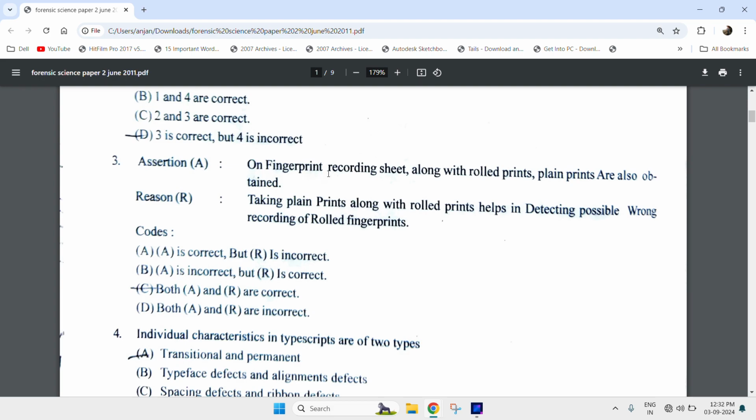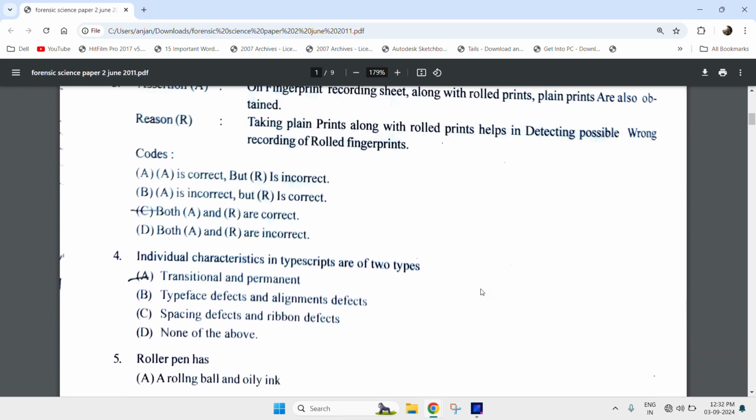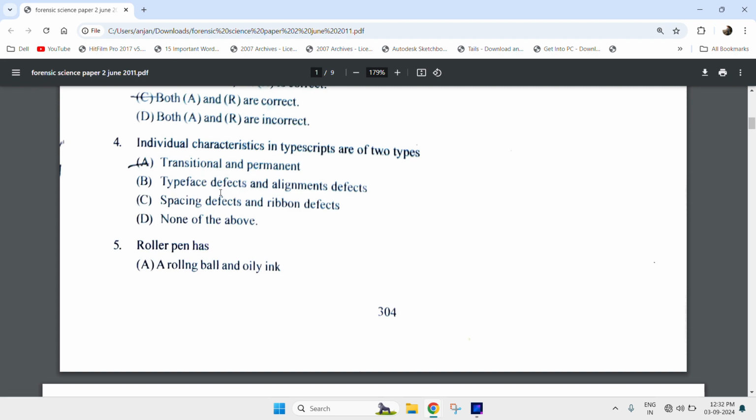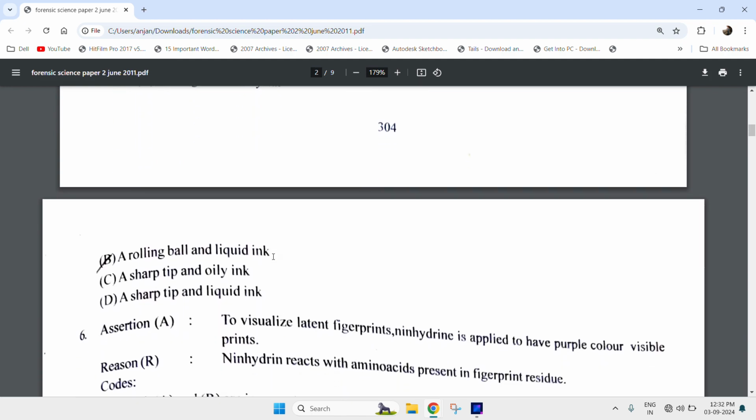Assertion A: On a fingerprint recording sheet, along with rolled prints, plain prints are also obtained. Reason R: Taking plain prints along with rolled prints helps in detecting possible wrong recording of rolled fingerprints. Both A and R are correct. Individual characteristics in fingerprints are of two types, transitional and permanent. Rolling pen has a rolling ball and ink liquid.